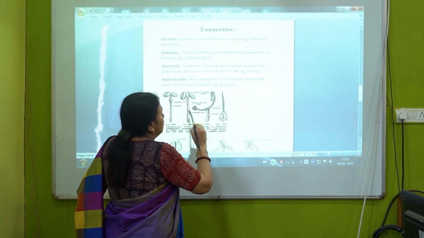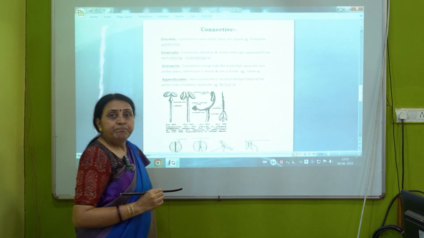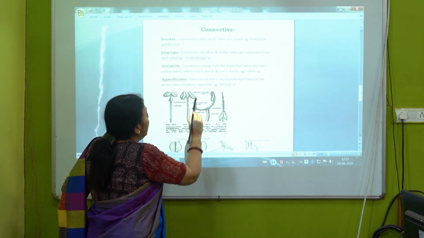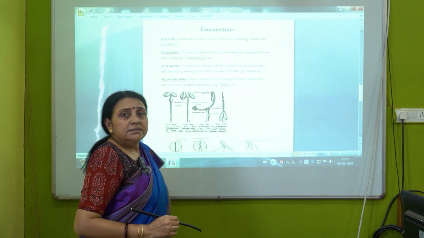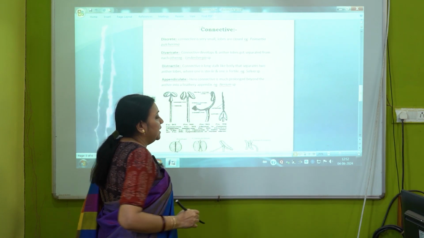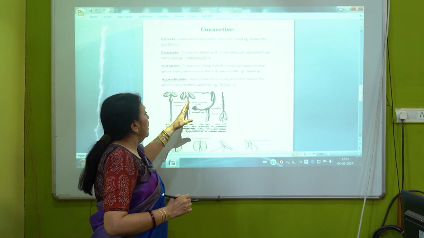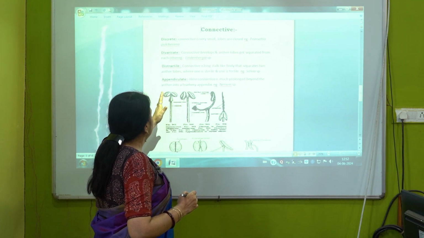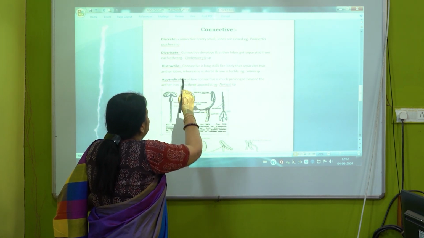This is the connective. In this case, the connective is much more well developed. This is known as the distractile type of the stamen, and it is mainly found in the case of Salvia. It is a special case. Actually, it is not a discrete type of the stamen, or the divaricate or the distractile.